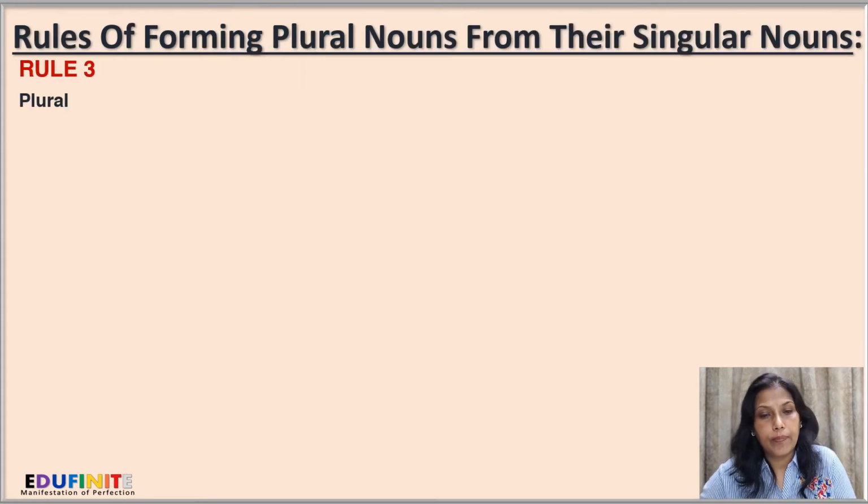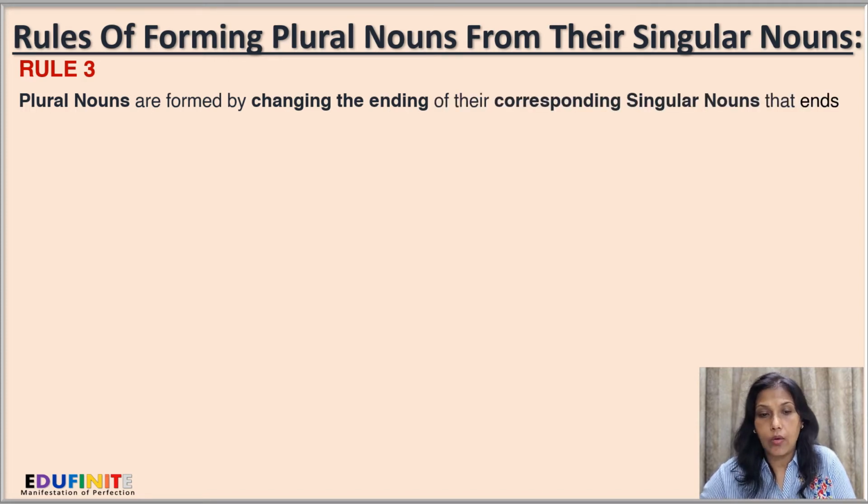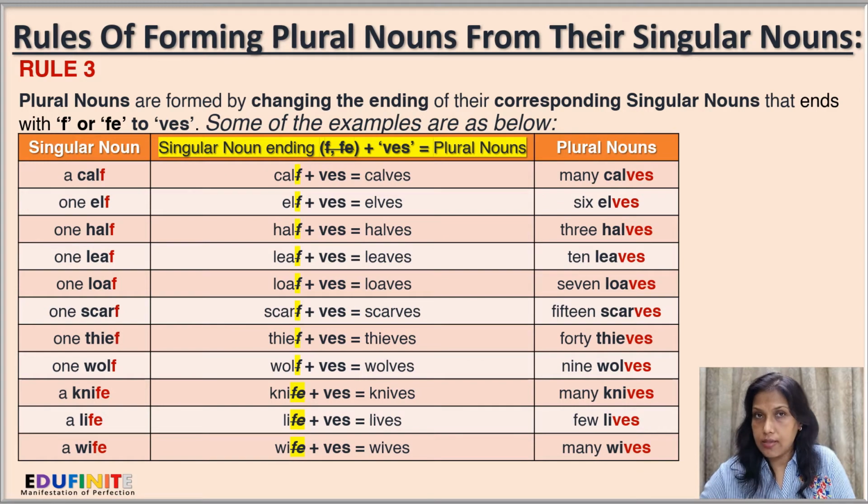Next, rule 3. Plural nouns are formed by changing the ending of their corresponding singular nouns that end with f or fe to ves. Some of the examples are as below. A calf. Now, calf is a singular noun that ends with f. We remove that f and add ves to it to make it calves. So that becomes plural, many calves.